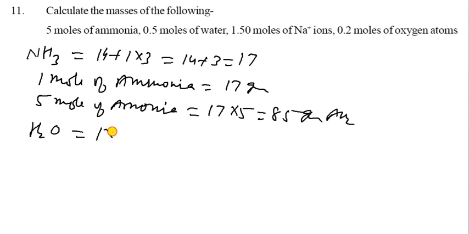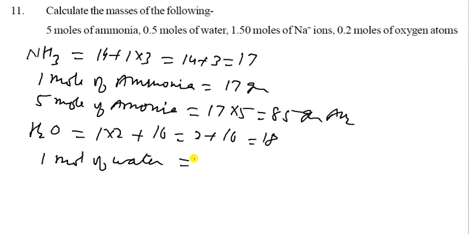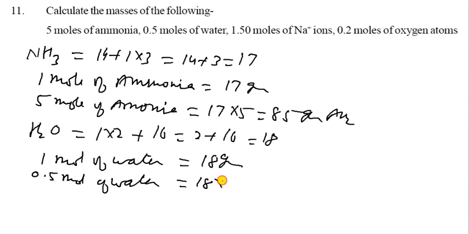Now 0.5 mole of water. So water, that is H2O. So H is 1 into 2 plus O is 16. So 2 plus 16, so we get 18. So 1 mole of water is equal to 18 gram. So 0.5 mole of water will be 18 into 0.5. So it becomes 9.0 gram. So that one is your answer.